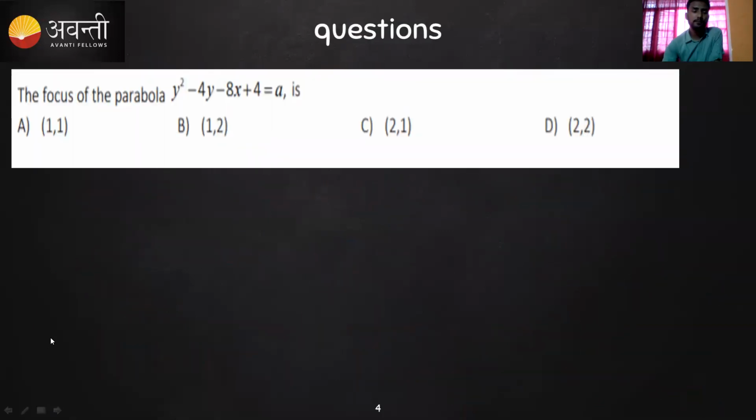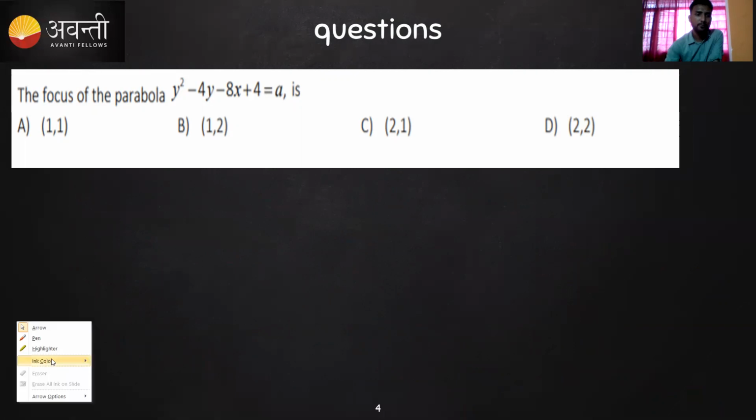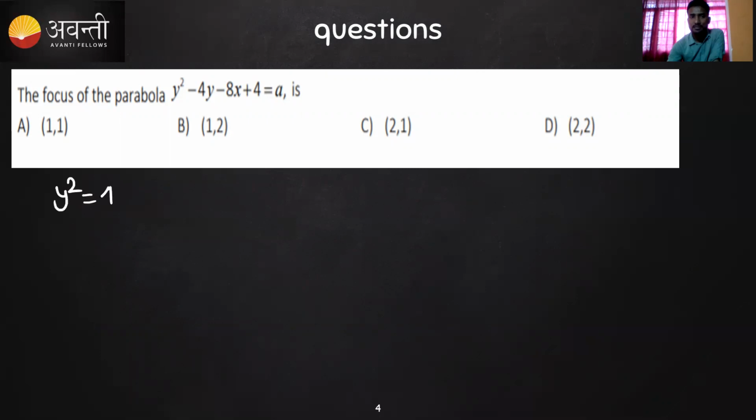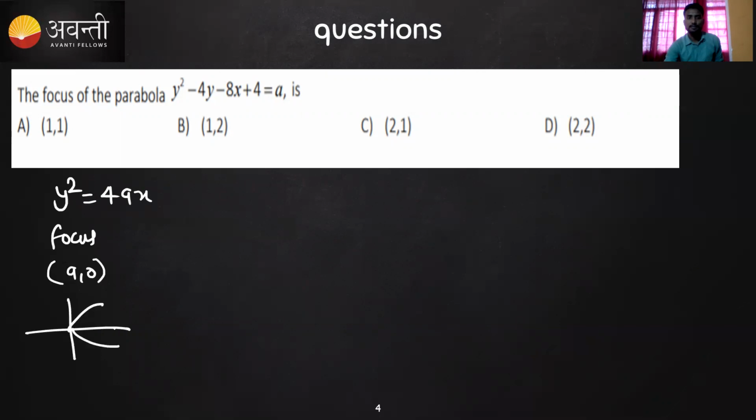So this is the second question. In this question, what we have to find is the focus. I know everyone knows this thing, that if the parabola is in the form y square is equal to 4ax, then we know that the focus is a comma 0. In this case, if you see, it is like this. This is the axis, y is equal to 0, and this is also the vertex, 0 comma 0. In this case, we write the focus as a comma 0.